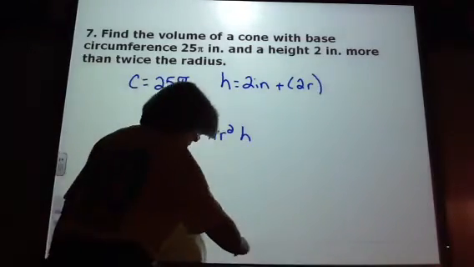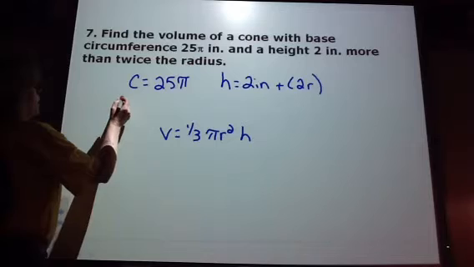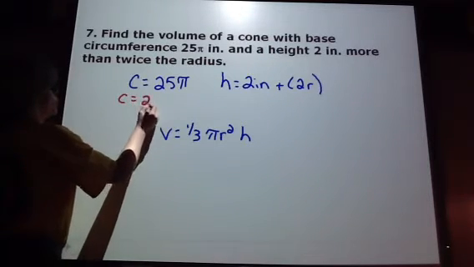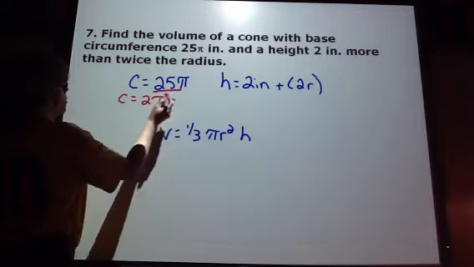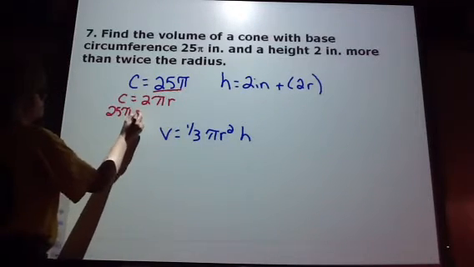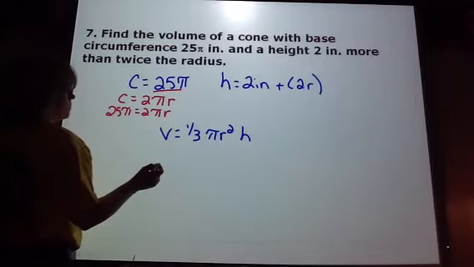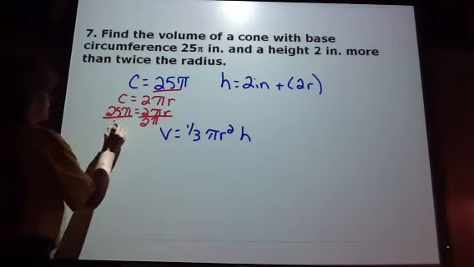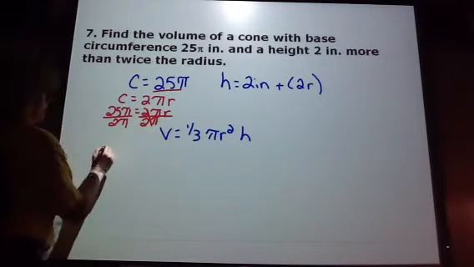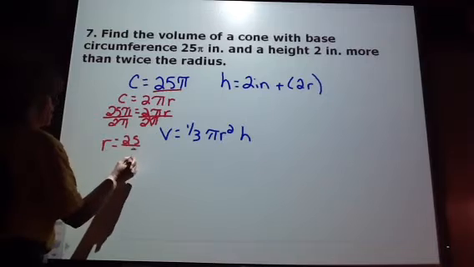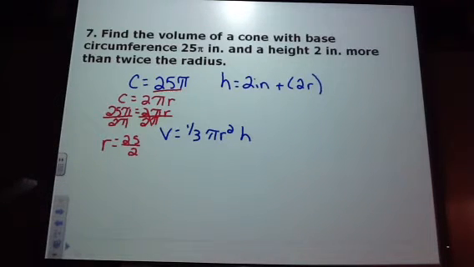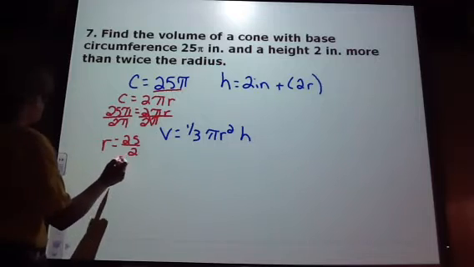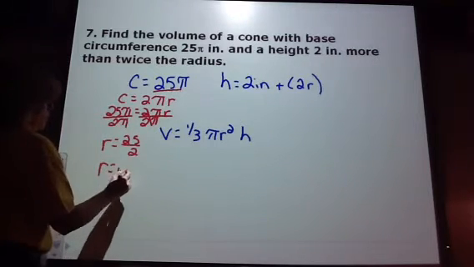So what we can do is use the circumference formula. Circumference equals 2 pi r. We can substitute this in for circumference, and divide both sides by the 2 pi. Therefore, r equals 25/2, or you could say 12.5.